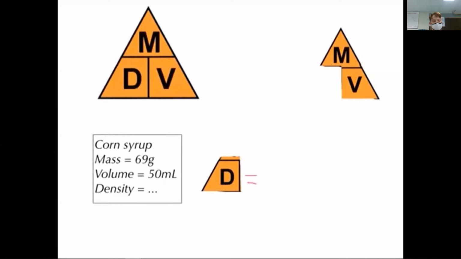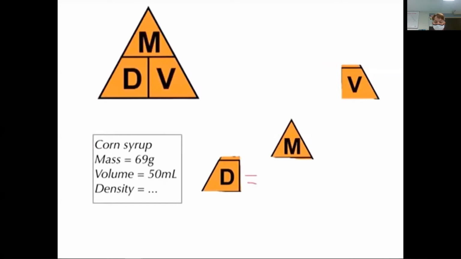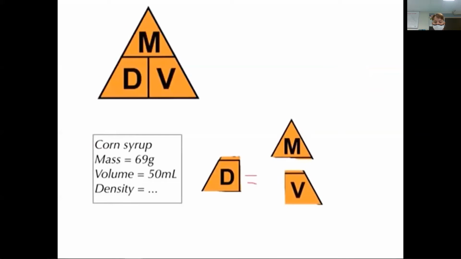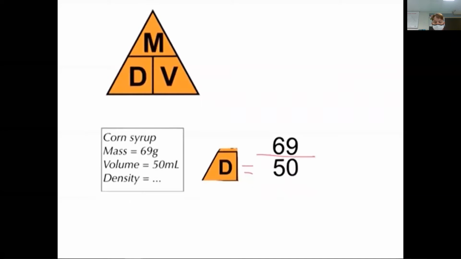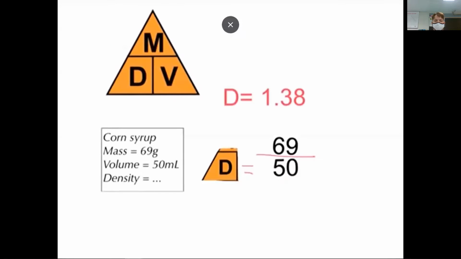Because we use the density triangle like a book, we use it top to bottom, meaning we're going to start in the mass and then go to the volume. So we're going to divide mass, because of the division bar, by volume. So density equals mass divided by volume is the formula. So the mass is 69 grams, so we can place that in for M. And the volume is 50 milliliters, so we can place that in for V. So now we just have to do 69 divided by 50, and when you do this, you get an answer of 1.38.